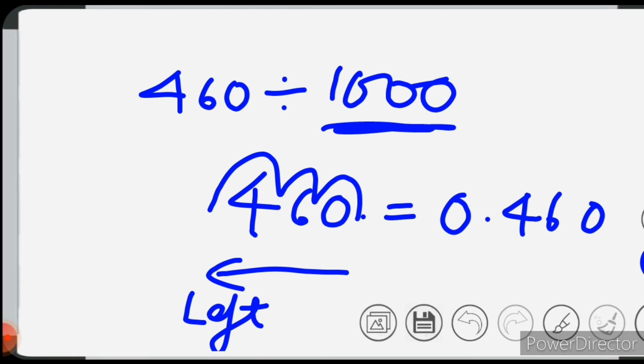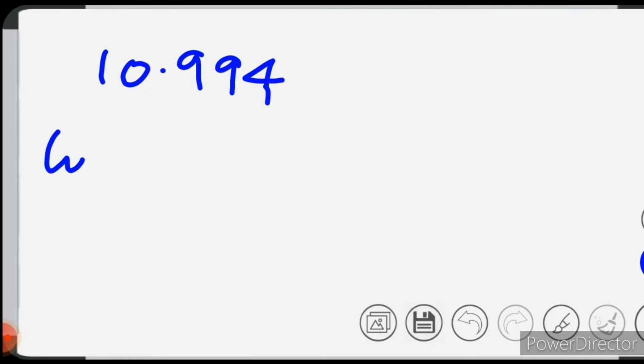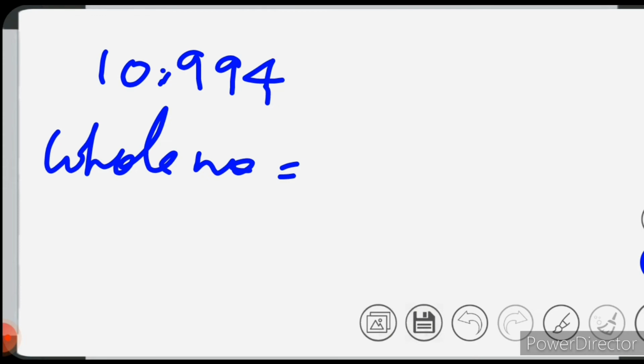Now the next part is rounding of numbers. What rounding of numbers is, is very simple. Now I'll take a big number. I'll write 10.994. Now first of all we'll do it one by one. First thing, round it to the nearest whole number. So to see the nearest whole number, what we are going to do is, after the decimal point, we are going to simply check this one.